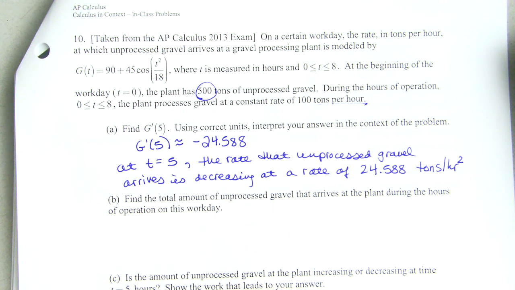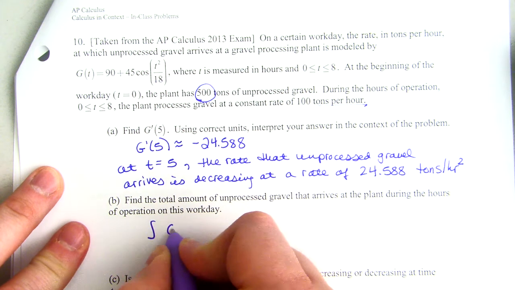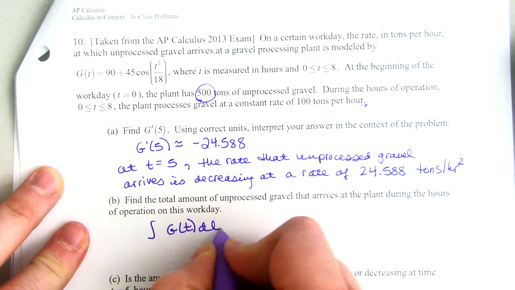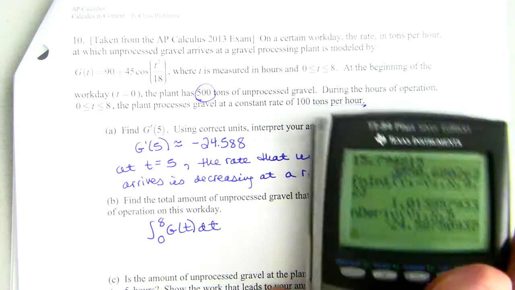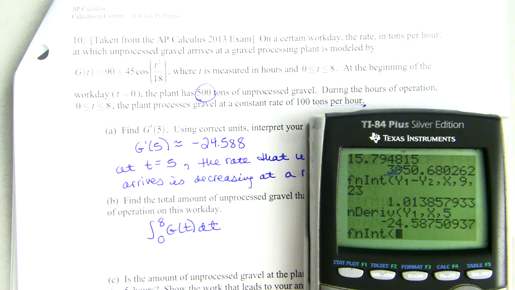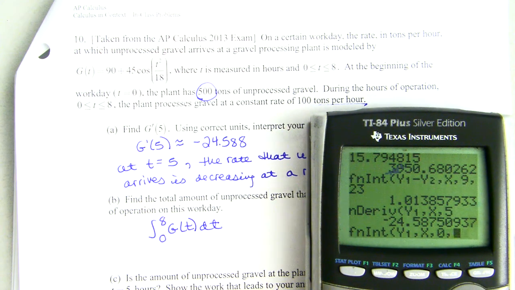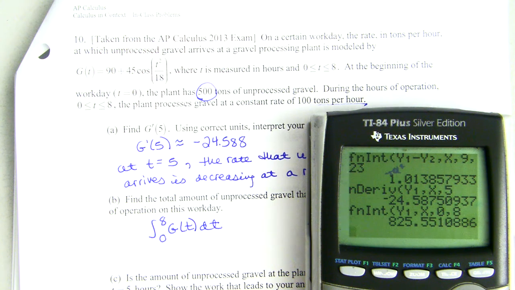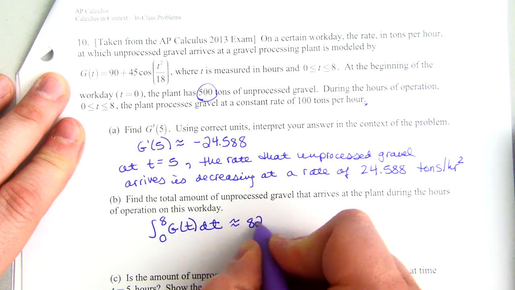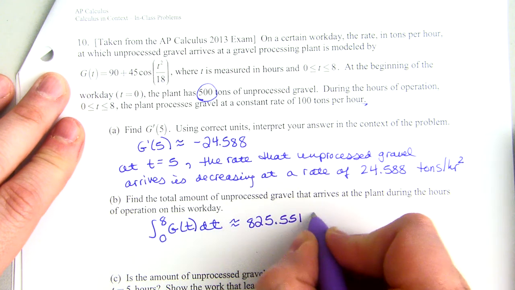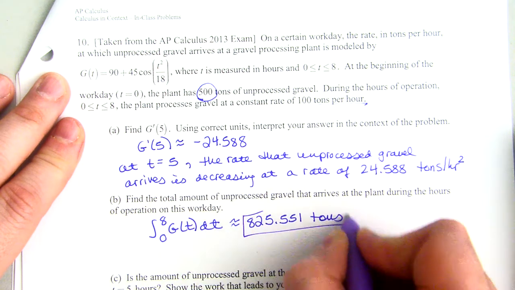Next, total amount of unprocessed gravel that has arrived during the hours of operation. I bet you can do part B. See if you can do part B. I'm just going to integrate the rate that gravel has arrived. I don't care about it getting processed or how much was there initially. I'm going to integrate that from 0 to 8. This will be an FN int problem. Looks like 825.551 tons of gravel.